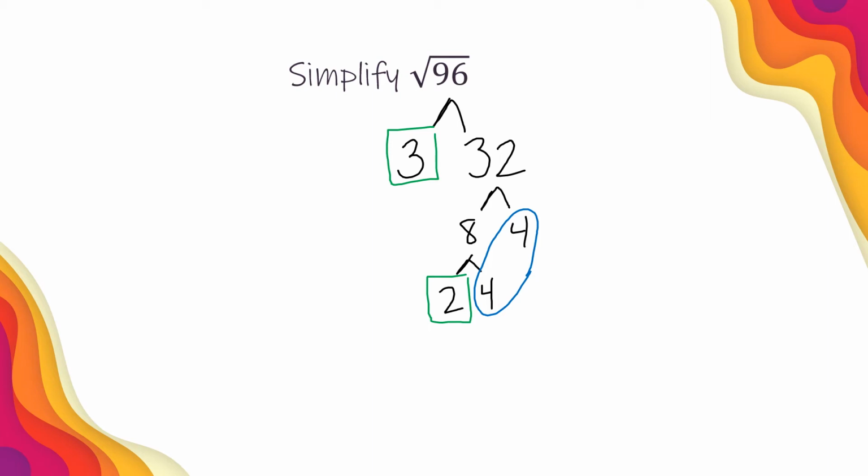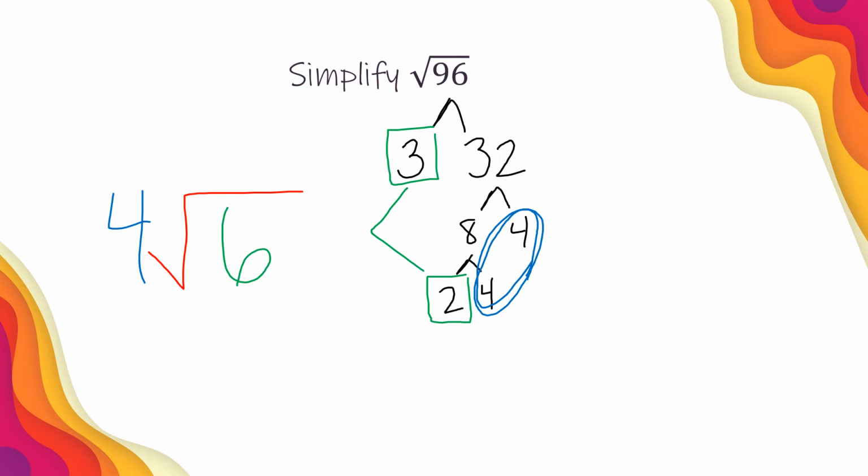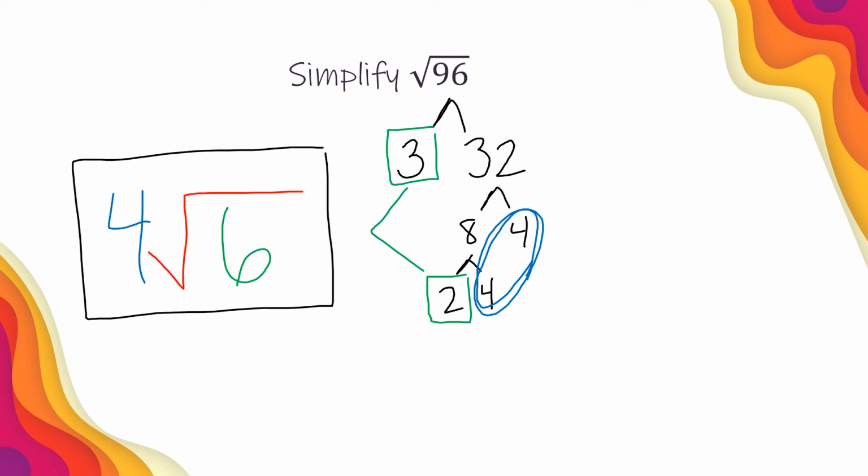Okay, so for my final answer, couples go out, singles stay in. And again, this counts as one couple. So I'm going to have a 4 out front, and then my singles stay in. So 3 and 2, and if you have more than one, multiply them together. So you have a 6 inside the radical. And then this is my final answer.